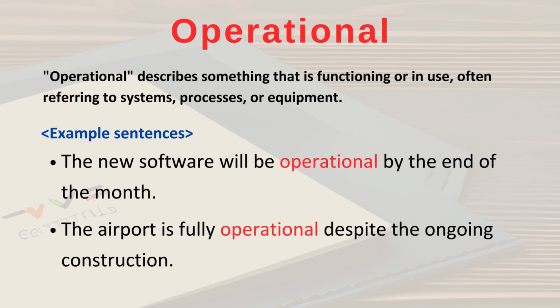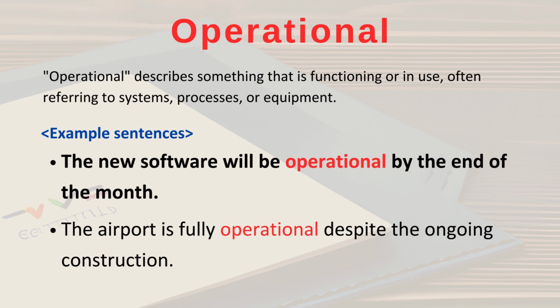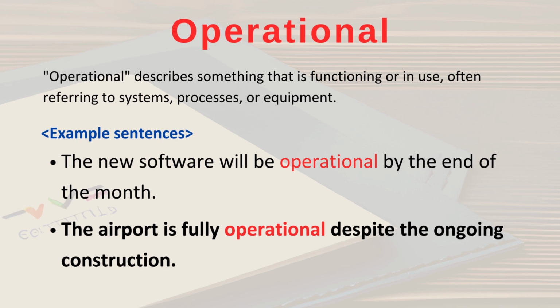Operational describes something that is functioning or in use, often referring to systems, processes, or equipment. The new software will be operational by the end of the month. The airport is fully operational despite the ongoing construction.